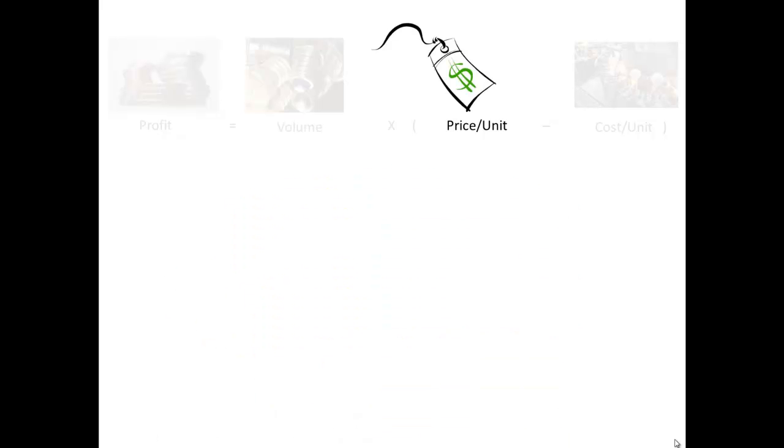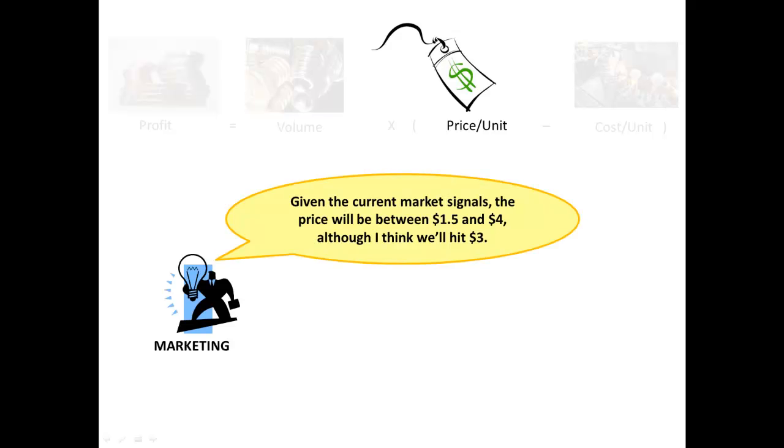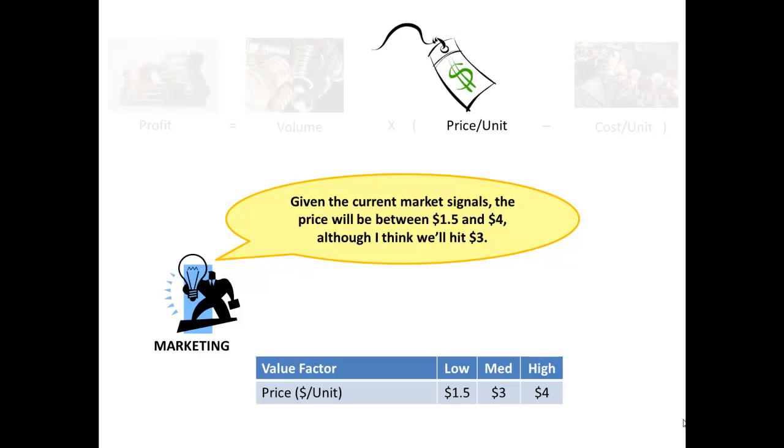Next we get to price. Well, given the current market signals, the price will be between $1.50 and $4, but I think we'll hit $3. And that gives us a range on the price.